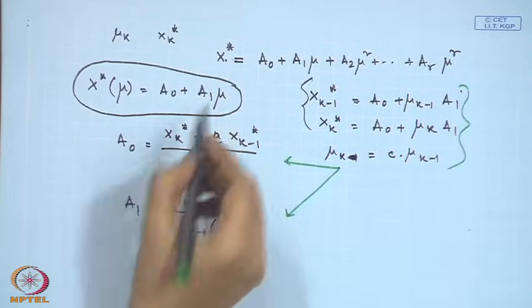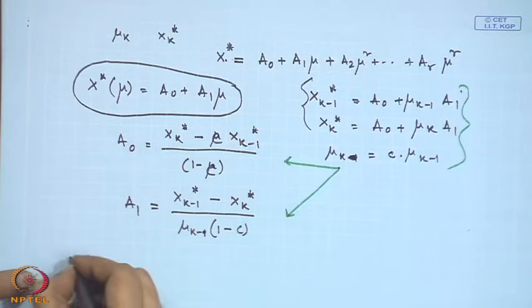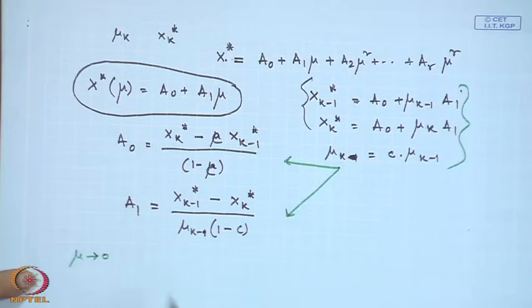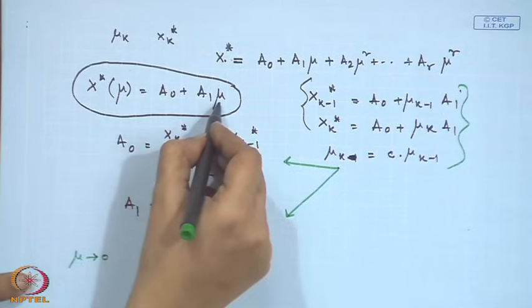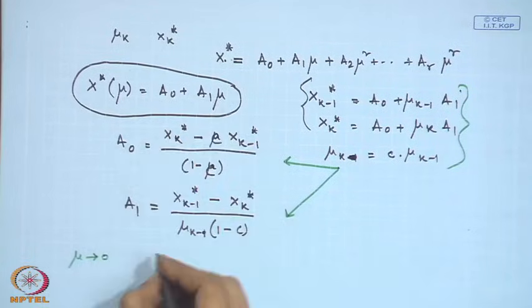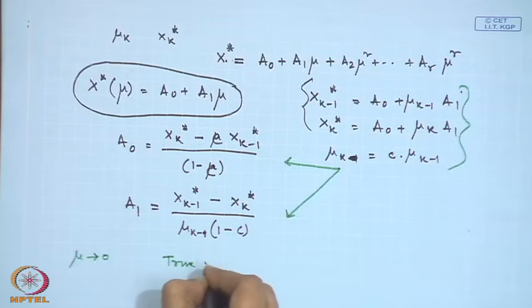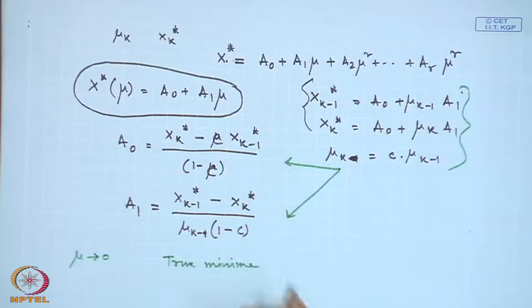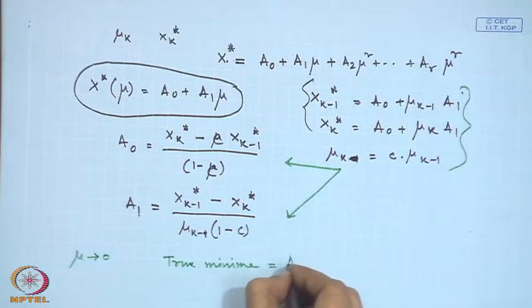What we see from here is that, as I said for the interior penalty function method, if mu tends to 0, then we get the optimal solution. That is why if we substitute mu equal to 0, we will get the true minima, which we were not getting through the iterative process. The true minima will be equal to a0. That is the beauty of this method. That is why we can resolve the disadvantage of the interior penalty function method by using the extrapolation technique, and we can guess the true minima.